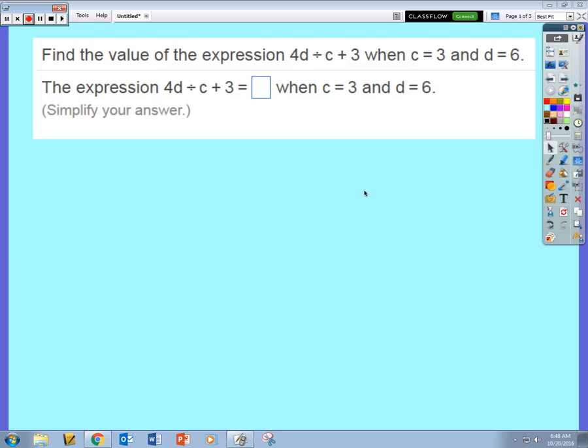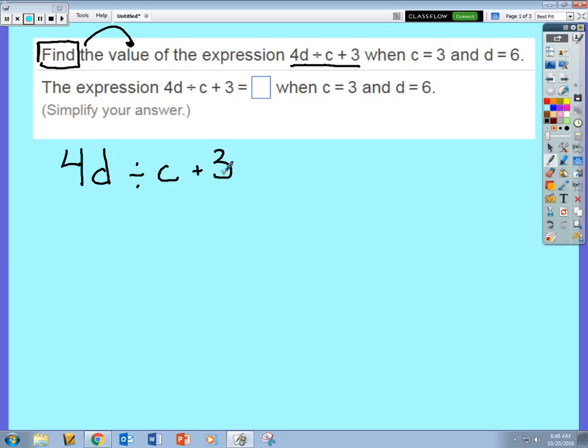We're evaluating algebraic expressions. So now, rather than just having an expression, for instance, 4 times d divided by c plus 3, we are now going to substitute in given values for the variables c and d. So now we can actually find the value of this expression. So again, I'm going to find the value of the expression. I'm just going to rewrite the expression down here. So we have 4d, remember that means 4 times d, divided by c plus 3, the constant 3.